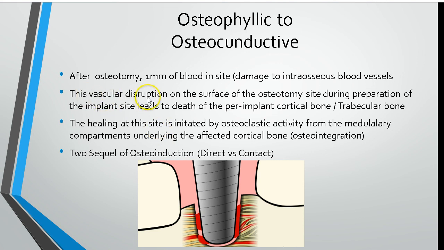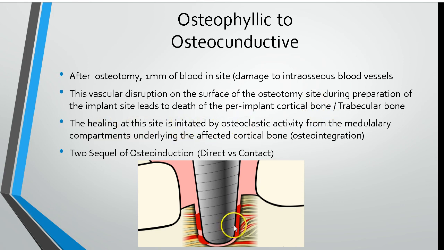And this vascular disruption on the surface of the osteotomy site during preparation of the implant site leads to death of the pre-implant cortical bone and the trabecular bone. So, when you're doing your osteotomy with the drill, you get the blood, but you're also killing the cells right next to it due to heat or just pure mechanical pressure and forces. The healing at this site is initiated by osteoclastic activity.